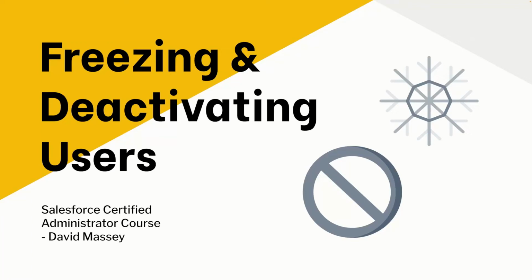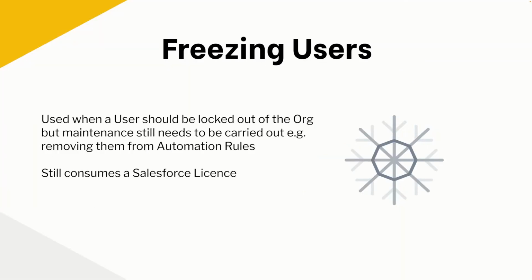Hello and welcome back. In this session, we're going to talk about freezing and deactivating users, what that means, what it does, and when to use each one. When it comes to removing access to your Salesforce org from users, you have two options. You can either freeze them or you can deactivate them. First, we're going to cover freezing users and then we'll talk about deactivating users.